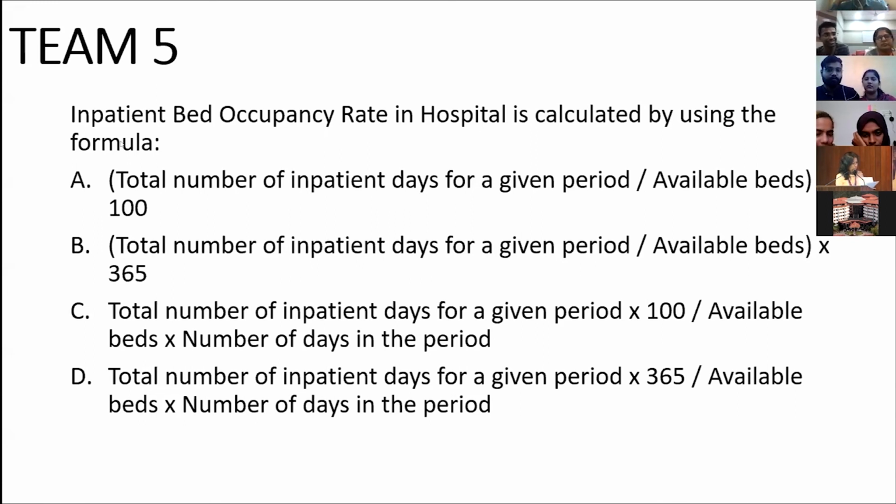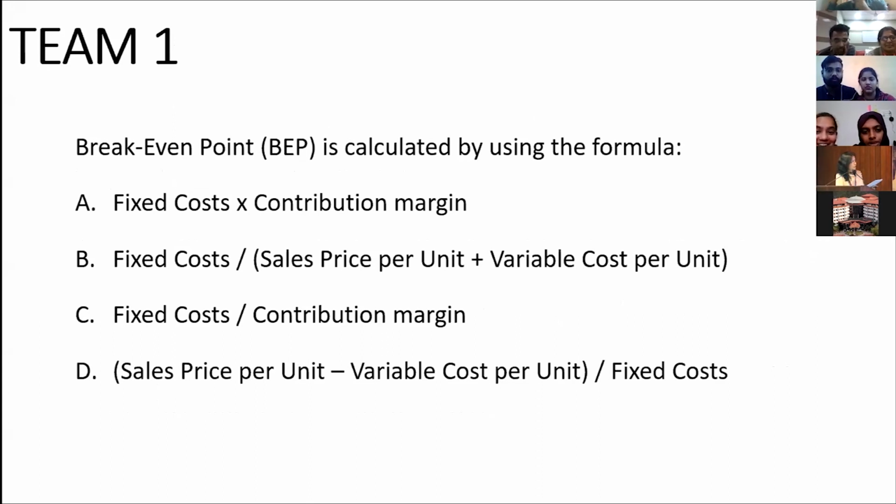And next, the last team, team 5, Vipul. Break-even point is calculated by using the formula. Ma'am, the answer is D. No, it's C, fixed cost upon contribution margin. And contribution margin, otherwise you can write it as sales price per unit minus variable cost per unit. So the correct answer is C.